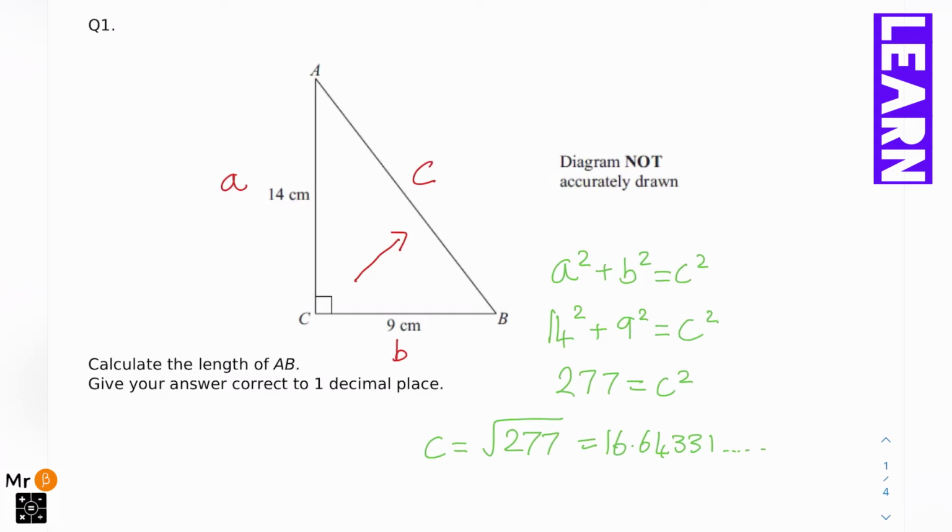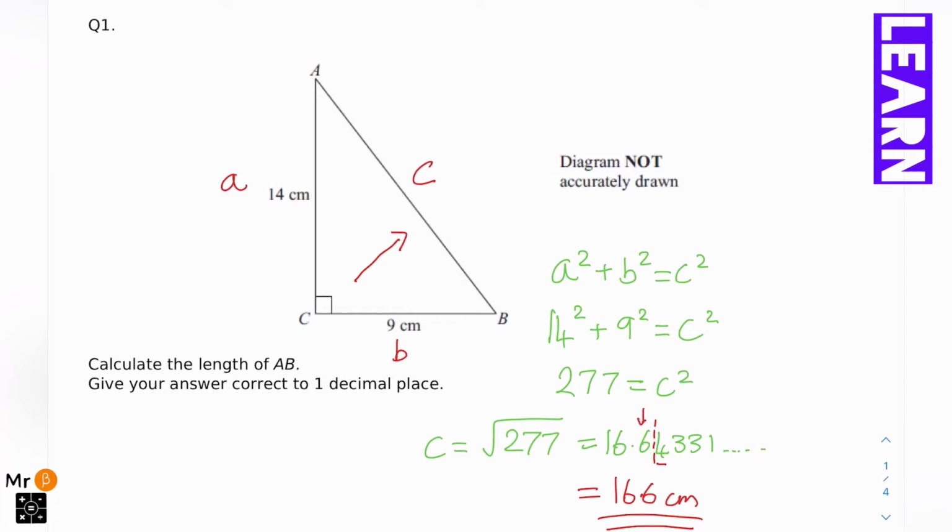So therefore we always point to our first decimal place number, draw our line after it, and that tells us to have a look at our second decimal place. Is this 5 or more? No, it's less than 5. Therefore our answer stays the same at 16.6 centimetres.